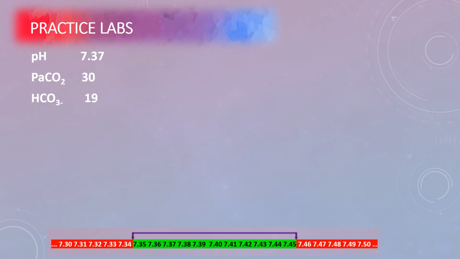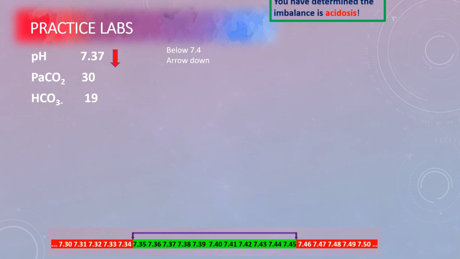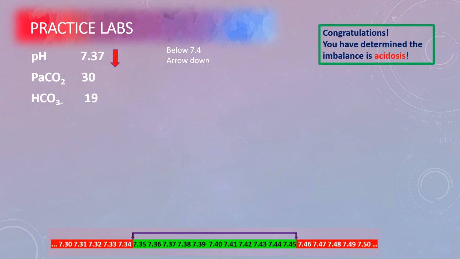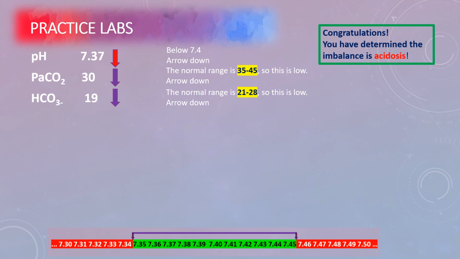Some more practice labs. We have a pH of 7.37. That's low. It's below 7.4, so put an arrow down. Congratulations, you've determined that the imbalance is acidosis. The PaCO2 is 30. That's below the normal range of 35 to 45. 30 is low, so put an arrow down. The HCO3 of 19, that's low. The normal range is 21 to 28, so we're going to put an arrow down.